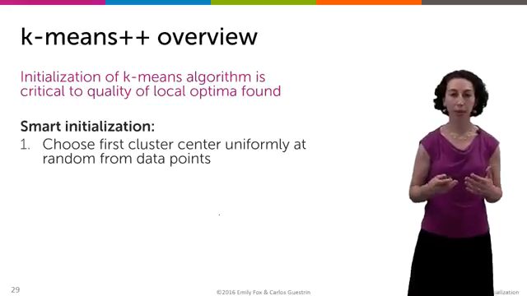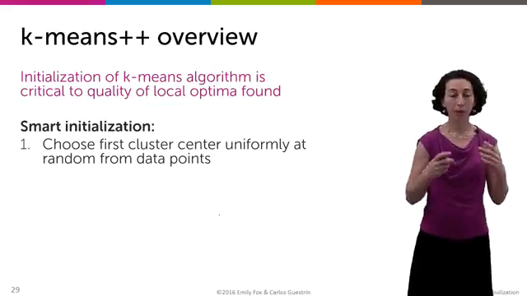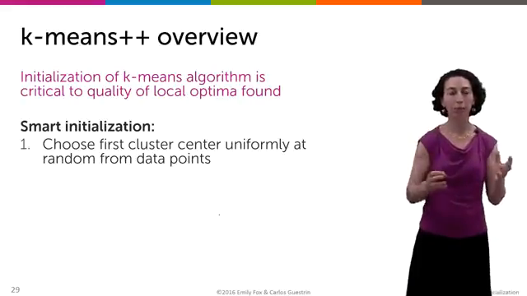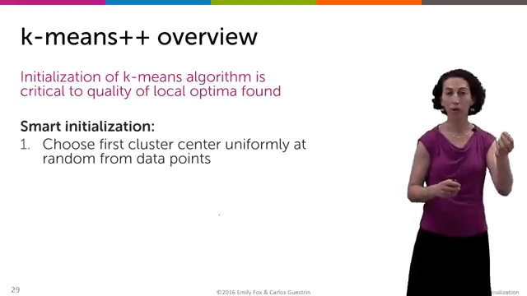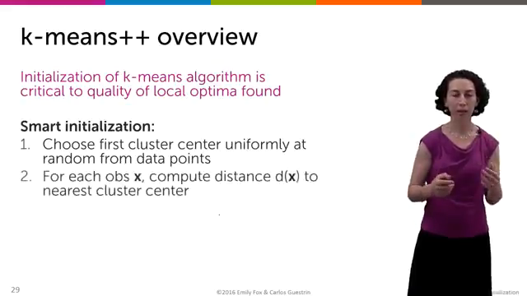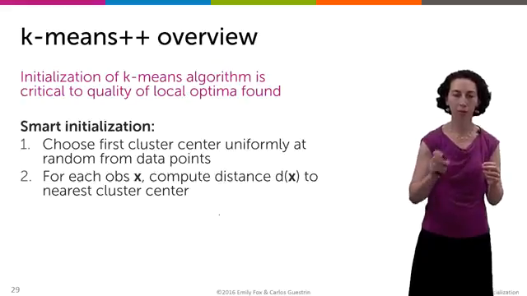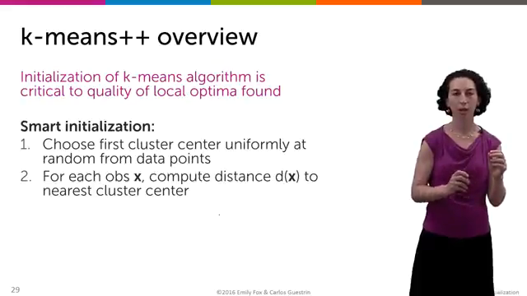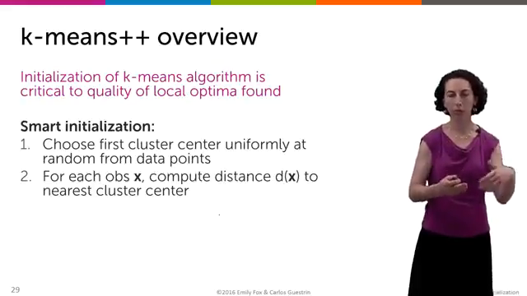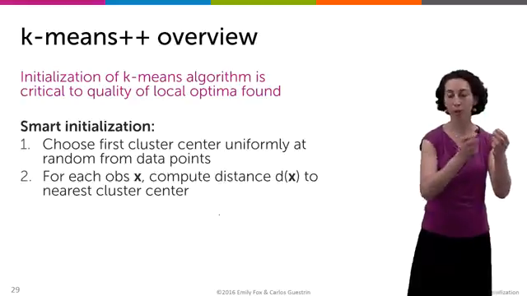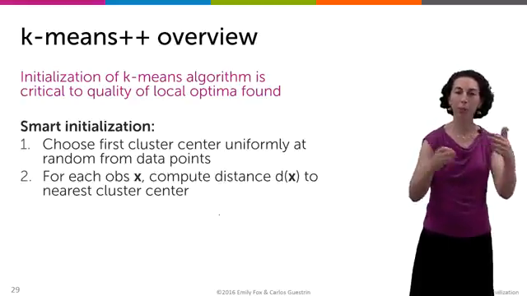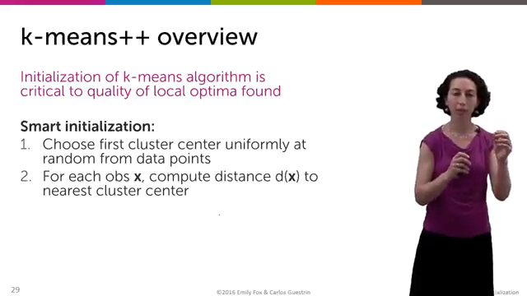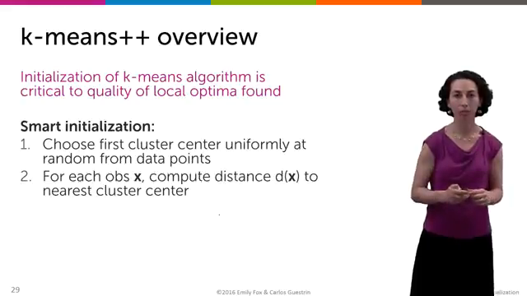And so one way to think about a smart initialization is as follows. The first step is to select the first cluster center just randomly amongst all our data points. Define it to be one of those data points at random. Then the second step is, for each one of our observations, compute the distance to the nearest cluster center. For the first pass through, there's only one cluster center, so it's just the distance to that cluster center. But if there are multiple cluster centers as we go through this initialization scheme, then we're going to maintain the distance to the closest cluster center.